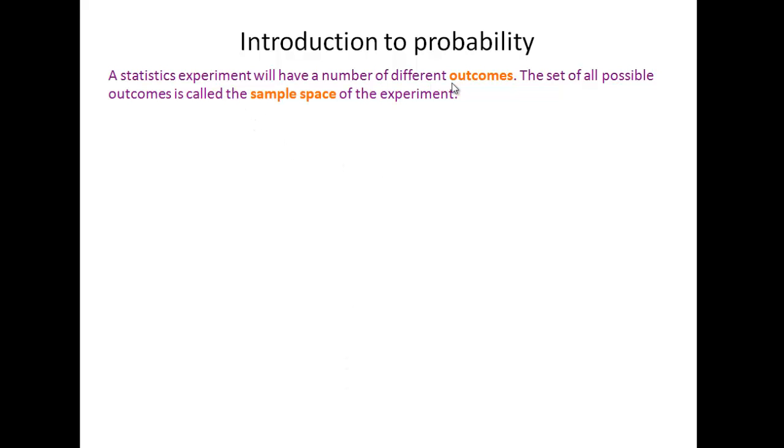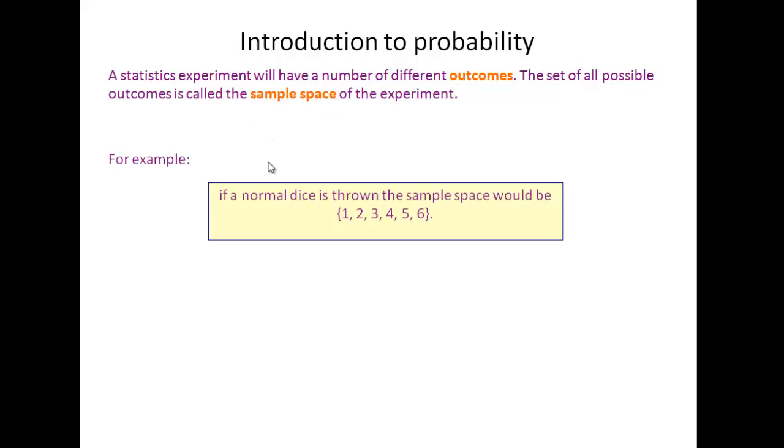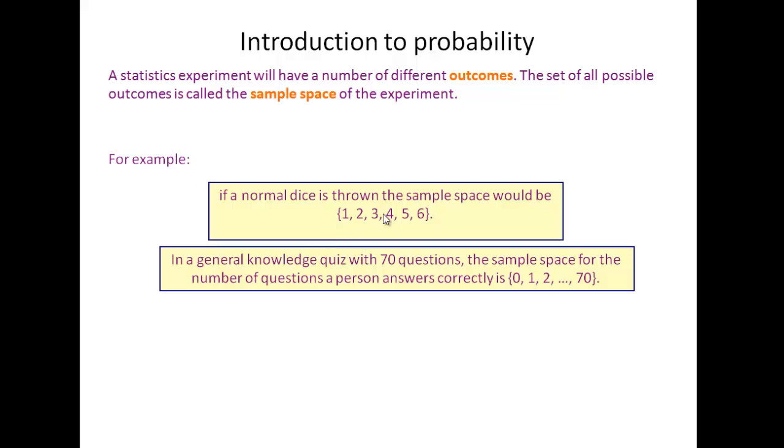An experiment can have a number of different outcomes, and we call the complete set of the possible outcomes the sample space. For example, if we throw a normal six-sided dice, we can get 1, 2, 3, 4, 5 or 6. So that is the sample space. In a general knowledge quiz with 70 questions, the sample space for the number of questions that can be answered correctly is 0, 1, 2, 3, up to 70.